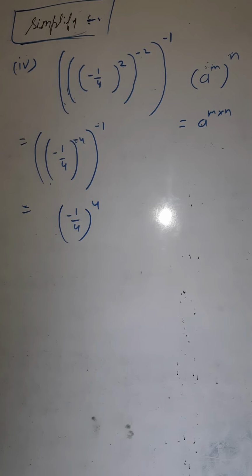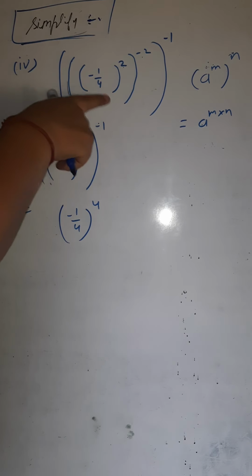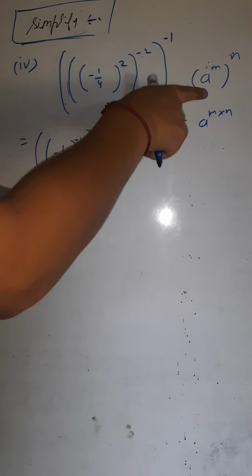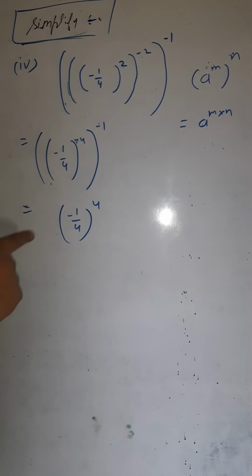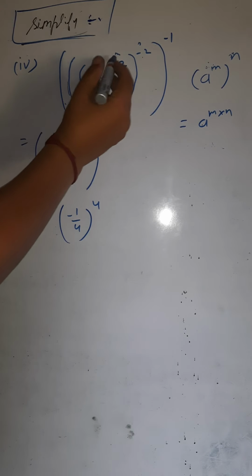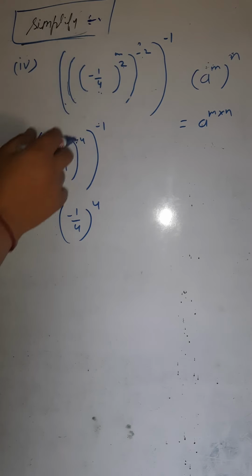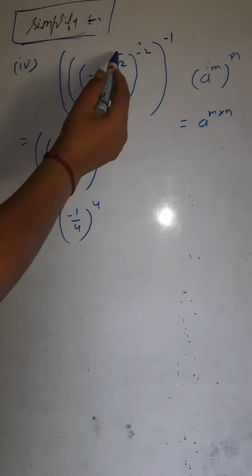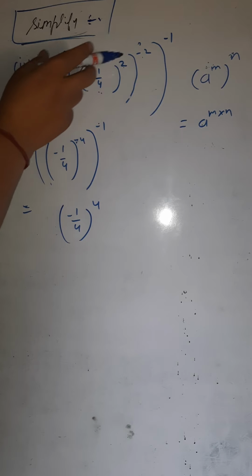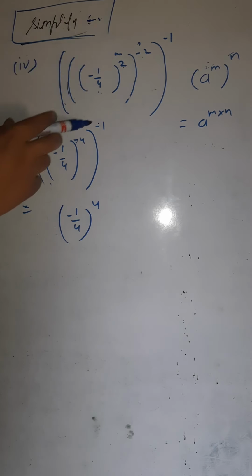Are you getting this question or not? At first we have opened the inside bracket. While opening the inside bracket, we have just used this formula: a raised to the power m, then again whole raised to the power n. So it was a here, this was m and this was n. I have multiplied both m and n here. So this has become 2 times 2, that is minus 4. Minus 1 whole raised to the power is still there.